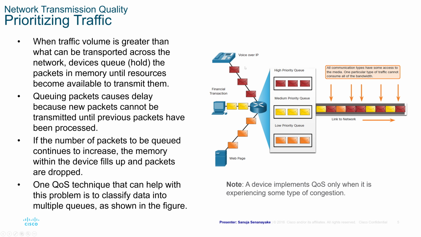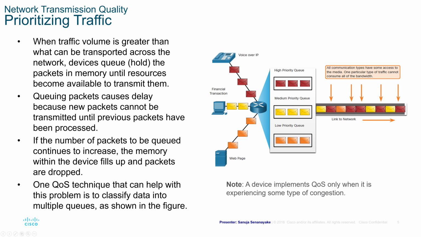In this example, we have voice traffic, financial transaction traffic, and web traffic all going through this router. Because the volume of traffic is greater than what can be supported across the system, this router is now going to use QoS techniques to try to manage the data that needs to be transmitted.